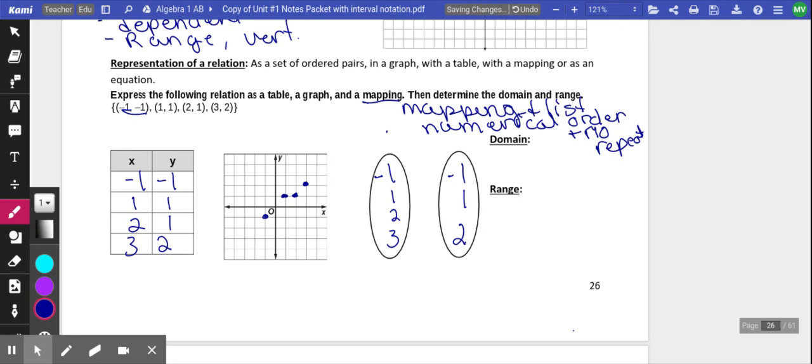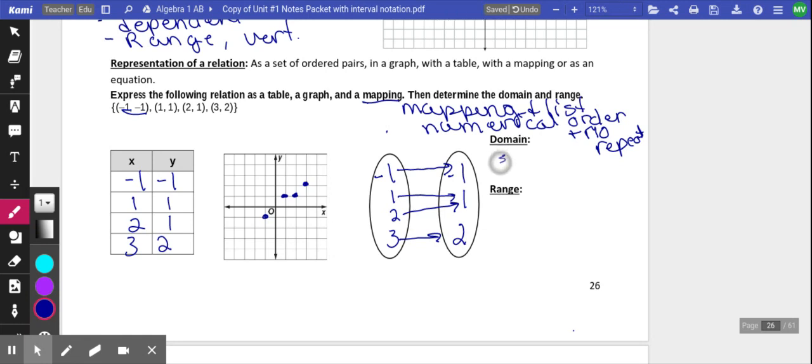Now, how I map is I'm going to connect the coordinates that go together. So my point is -1, -1. So I draw an arrow from the domain to the range. Domain to range, so 1 to 1. 2 to 1. And notice that the 1 in the range has 2 arrows going to it. That's completely okay. And 3 to 2.